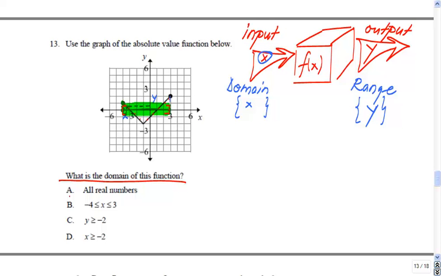And if you're looking at your options, I see here on C that says y greater than or equal to -2. Well, y refers to the range. I need to talk about x. A says all real numbers. Well, if that were the case, for your x being all real numbers, your graph should be moving on in both directions forever, right? And then I would have all the x's, left and right, on my x-axis, which would give me all real numbers.